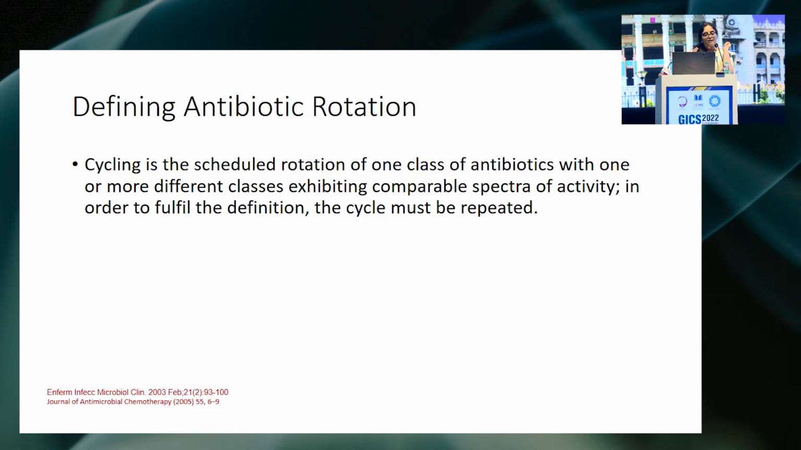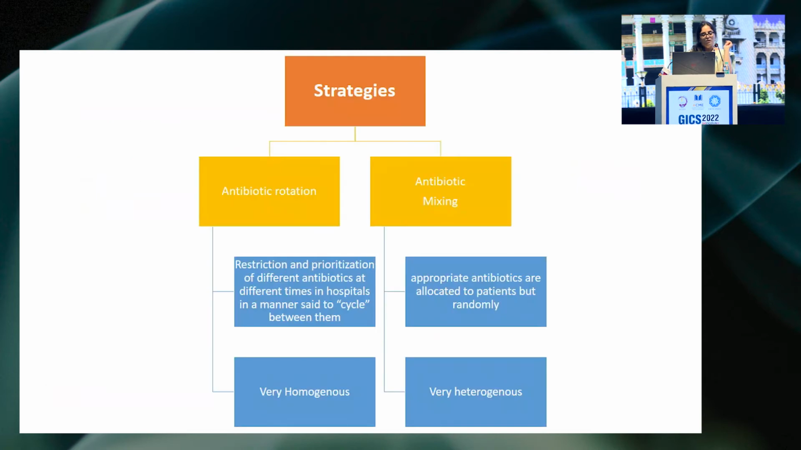Only then does this concept come into the picture. Cycling is the scheduled rotation of one class of antibiotic with a different class exhibiting almost comparable spectrum of activity, and to fulfill the definition there has to be a complete cycle. So when you use one, then you don't use it, and then you again use the similar one. There are other strategies like antibiotic mixing, where you use appropriate antibiotics and allocate them to patients randomly. So there is no homogeneity in that.